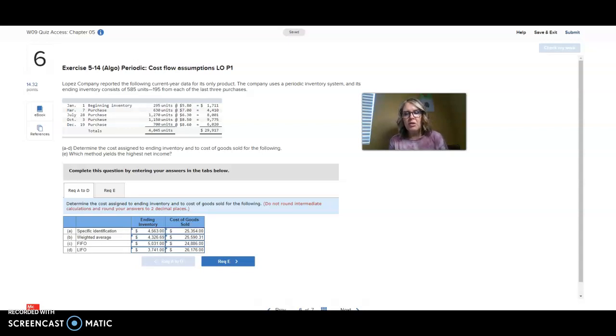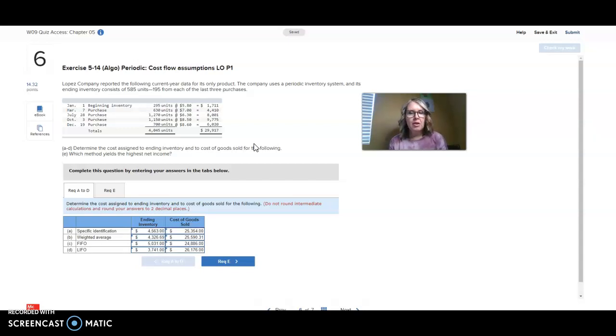All right, weighted average. Okay, we're going to solve this for a periodic inventory as it's mentioned up above. We need to add up the total number of units available for sale and the total cost of all the units available for sale during the period. Luckily for us, it's already been done right up here, so that's nice. So then we're going to divide 29,917 by 4,045, and so when I did that, I got a big old string of numbers.